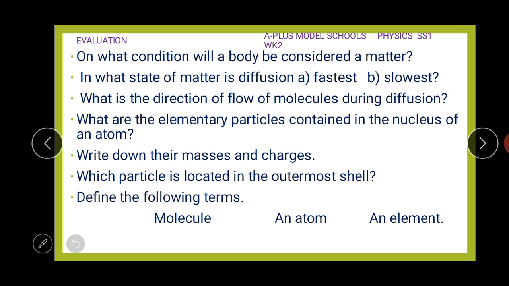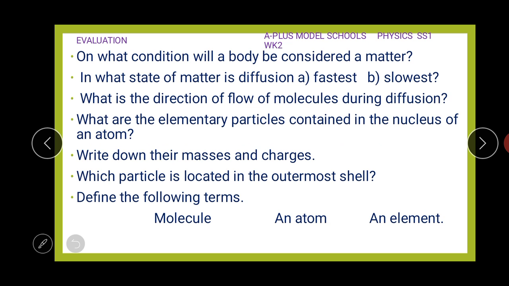Now, these are simple evaluation questions that I want you to look at. On what condition will a body be considered a matter? In what state of matter is diffusion fastest or slowest? What is the direction of flow of molecules during diffusion? I want you to look at these questions and write them in your assignment book. We shall call for those books any moment from now.